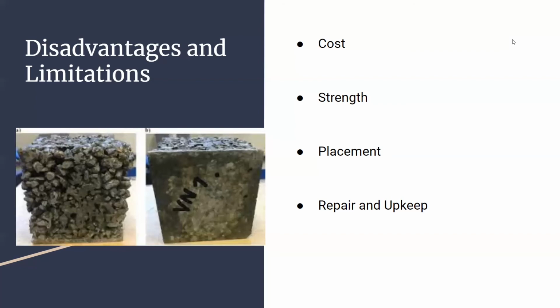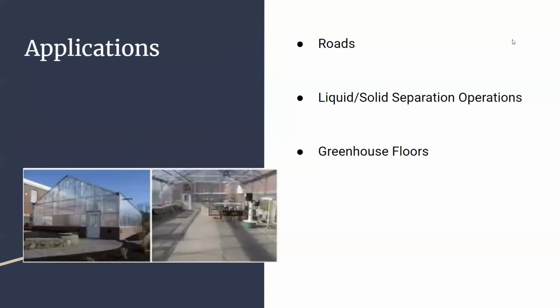Pervious concrete has a large amount of applications. One such application is its use for roads that are not heavily trafficked. Not only does it allow for drainage and reduce road noise, but it also increases skid resistance and reduces the glare from the road when it rains. This is especially useful in areas where nighttime traffic is common alongside rain.